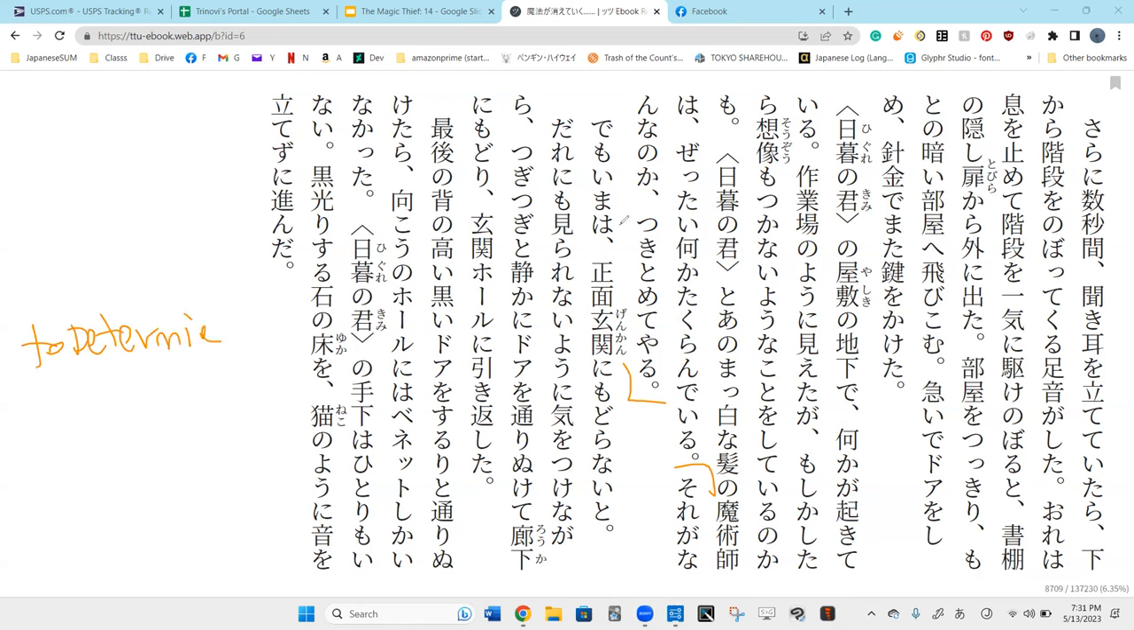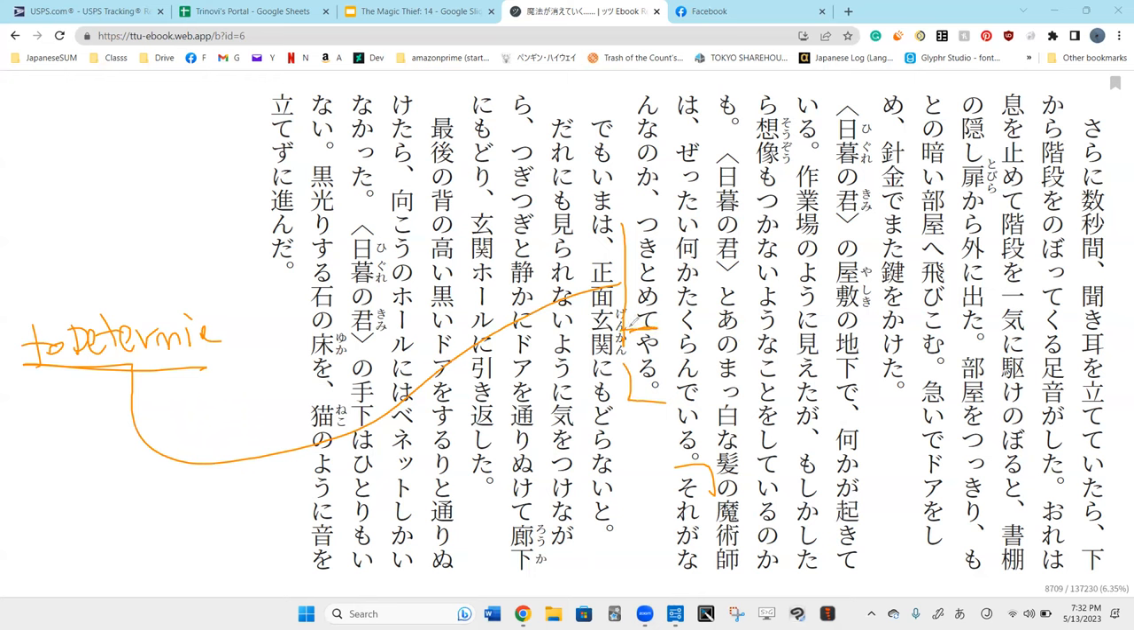Sorega nan nano ka, tsukitomete yaru. Tsukitomete. Tsuki is to take a stab at something and make it stop. Tomeru is to stop. So, determine. Yaru is to do for someone else.